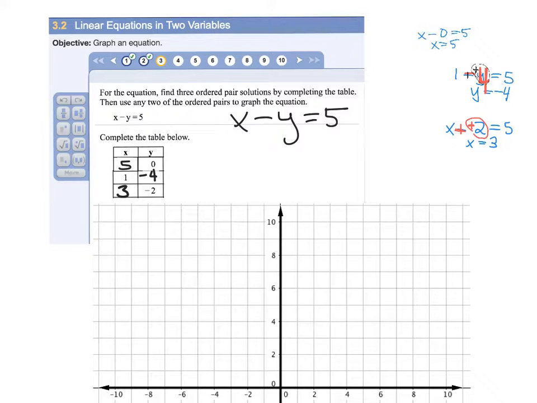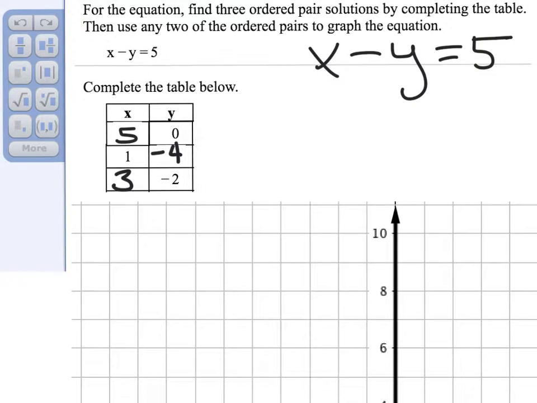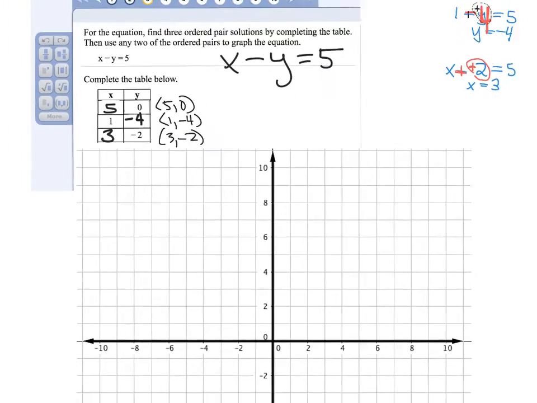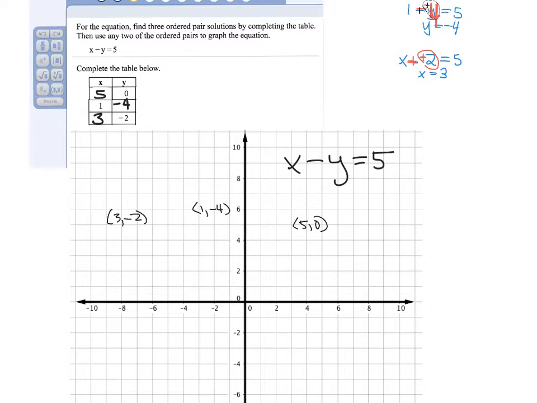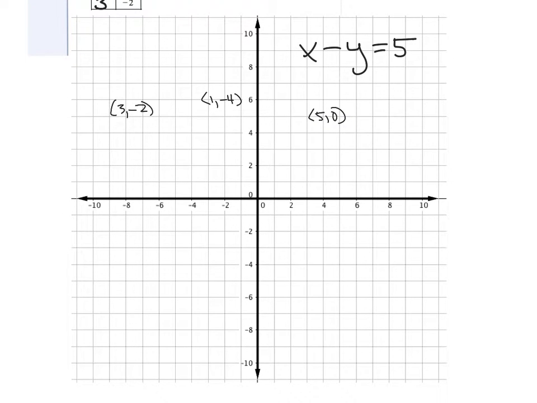So our ordered pairs are 5, 0. Then we have 1, -4. And then we have 3, -2. So there are our ordered pairs. And now we need to graph them. So I'm going to take my equation, put it down here, and here are the 3 points we need to locate in our graph. So let's do it.